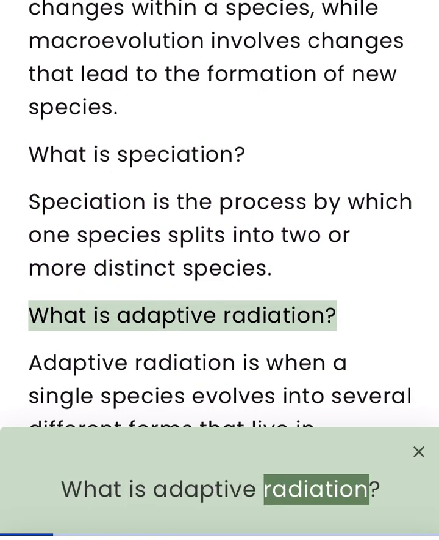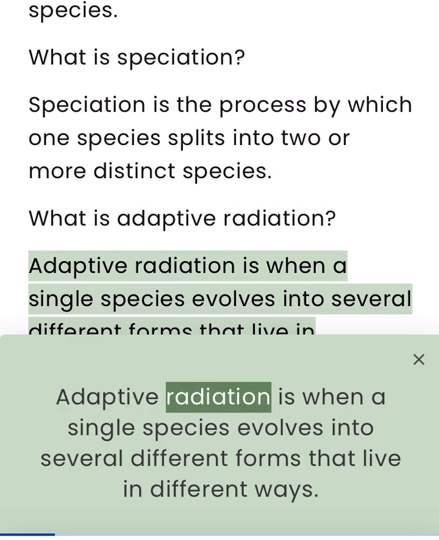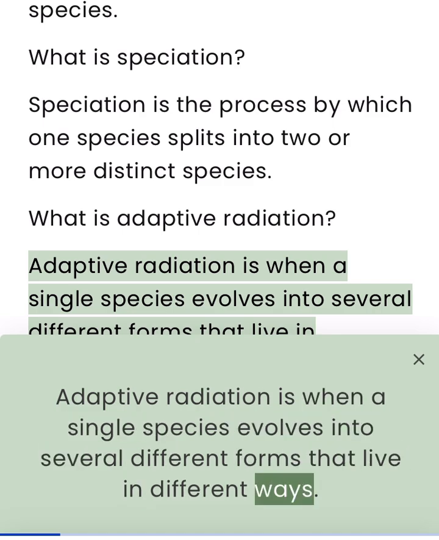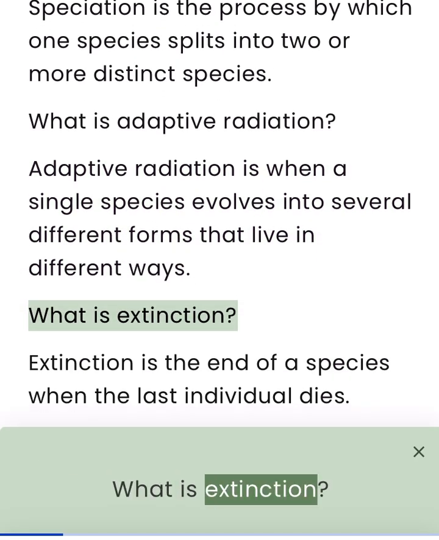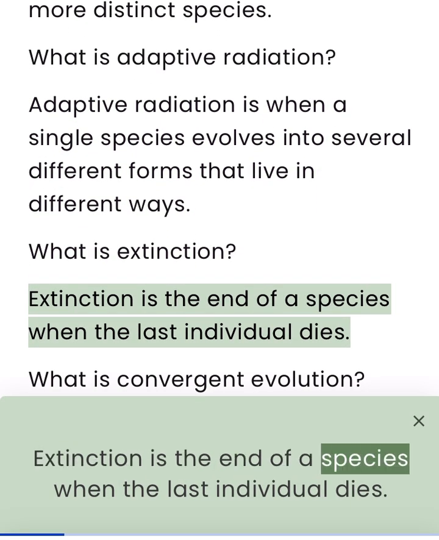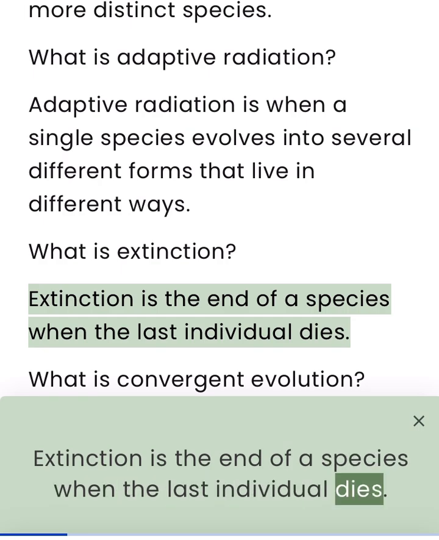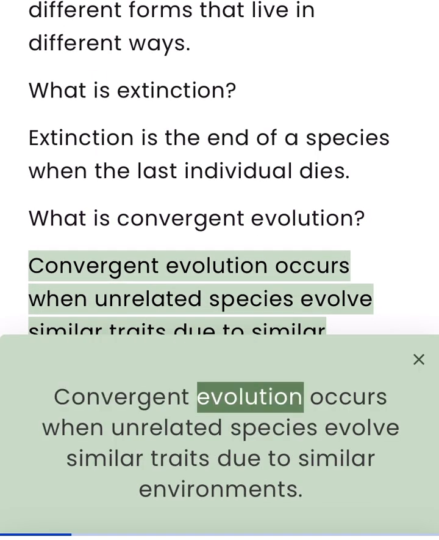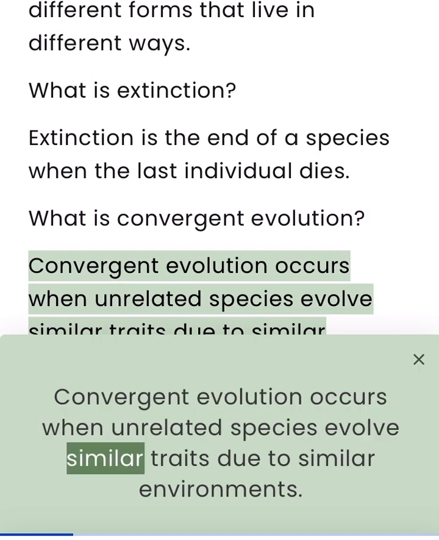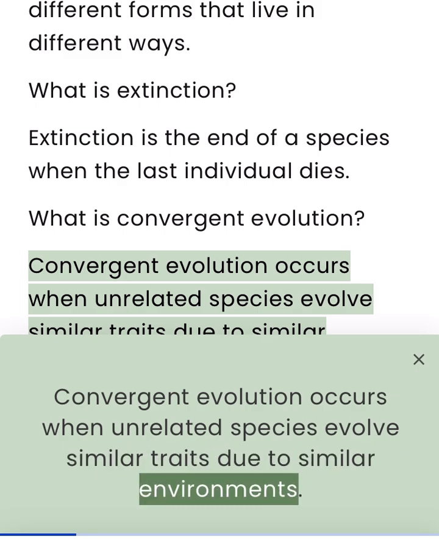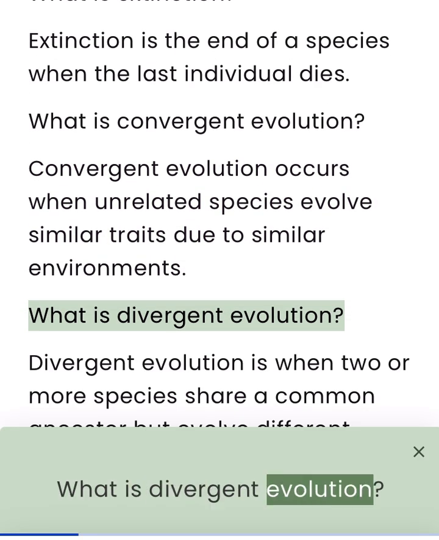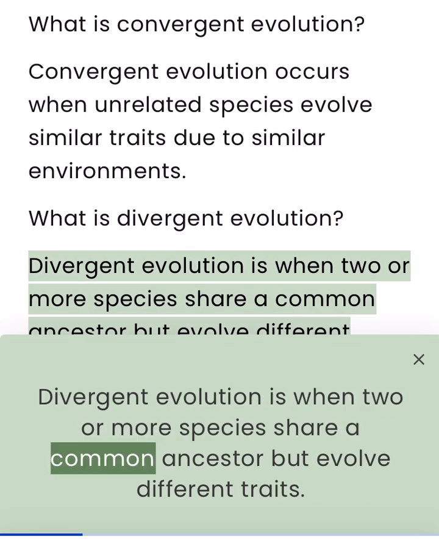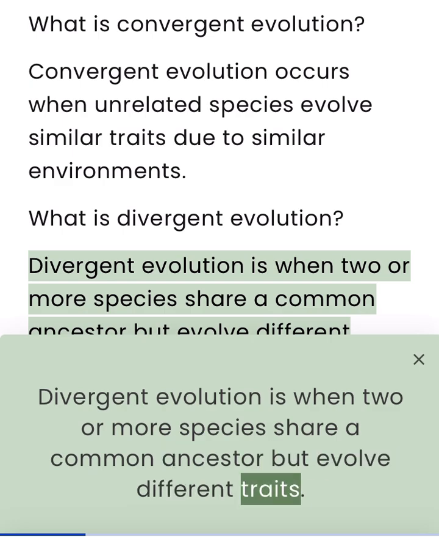What is adaptive radiation? Adaptive radiation is when a single species evolves into several different forms that live in different ways. What is extinction? Extinction is the end of a species when the last individual dies. What is convergent evolution? Convergent evolution occurs when unrelated species evolve similar traits due to similar environments. What is divergent evolution? Divergent evolution is when two or more species share a common ancestor but evolve different traits.